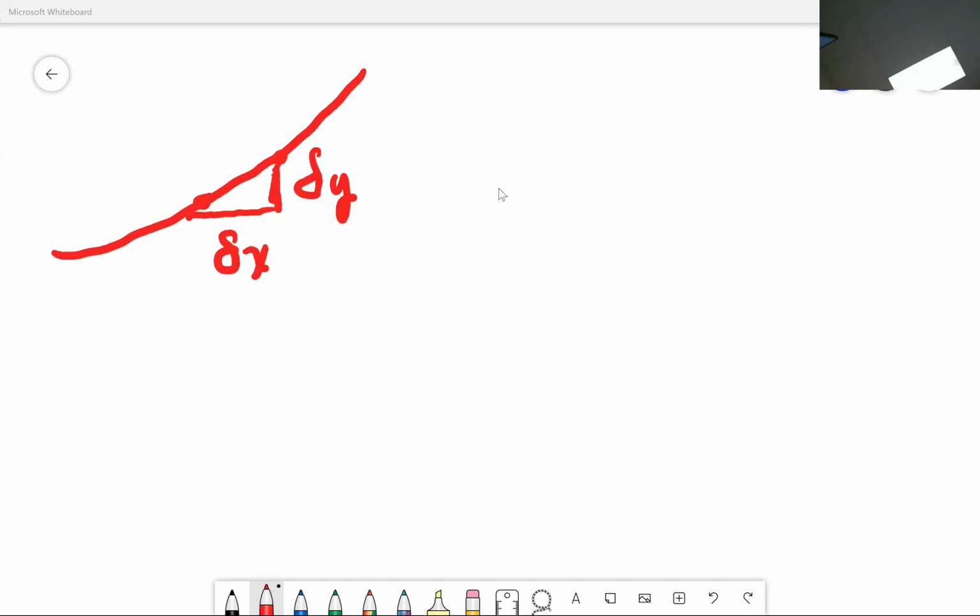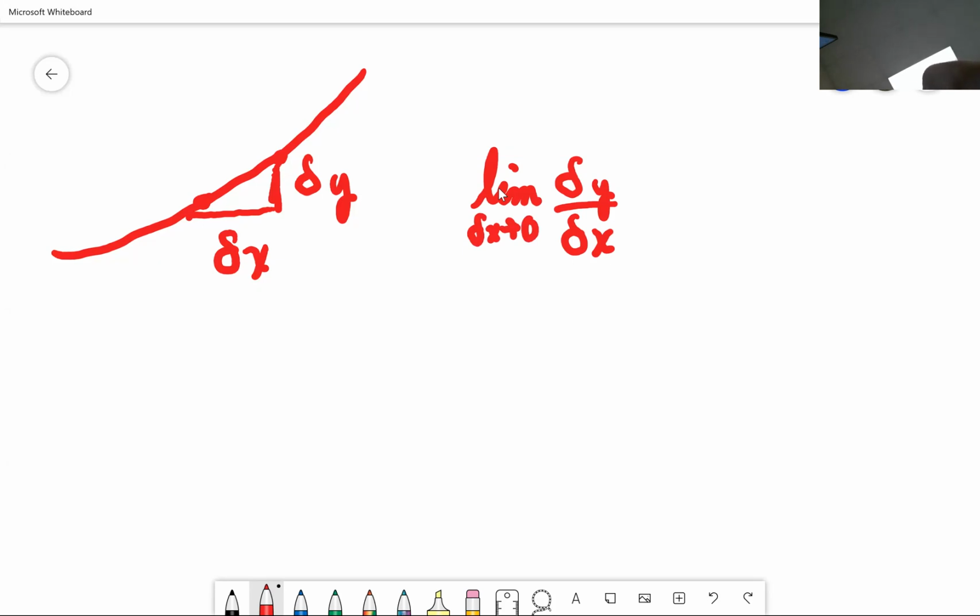All right, so basically you have a curve there and you have the change in y. Let me make it a little bit better. And what happens is we define the derivative as the limit of the change in y divided by the change in x as the change in x approaches 0. As we make it smaller and smaller, we get the derivative, and we can now say the derivative is dy over dx.